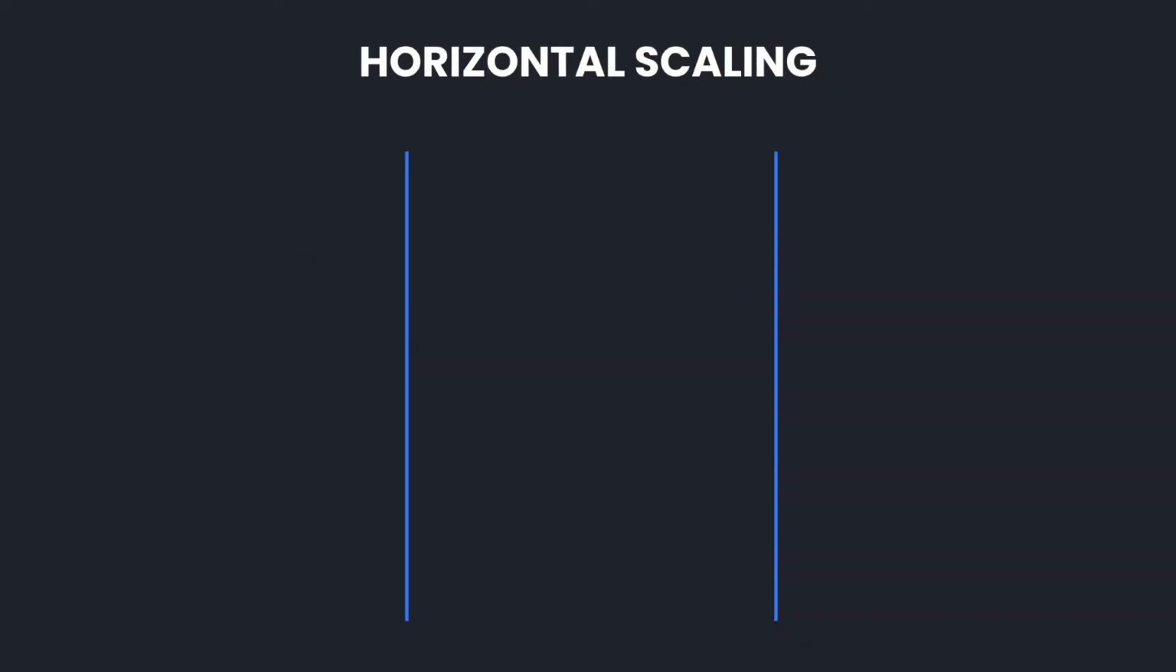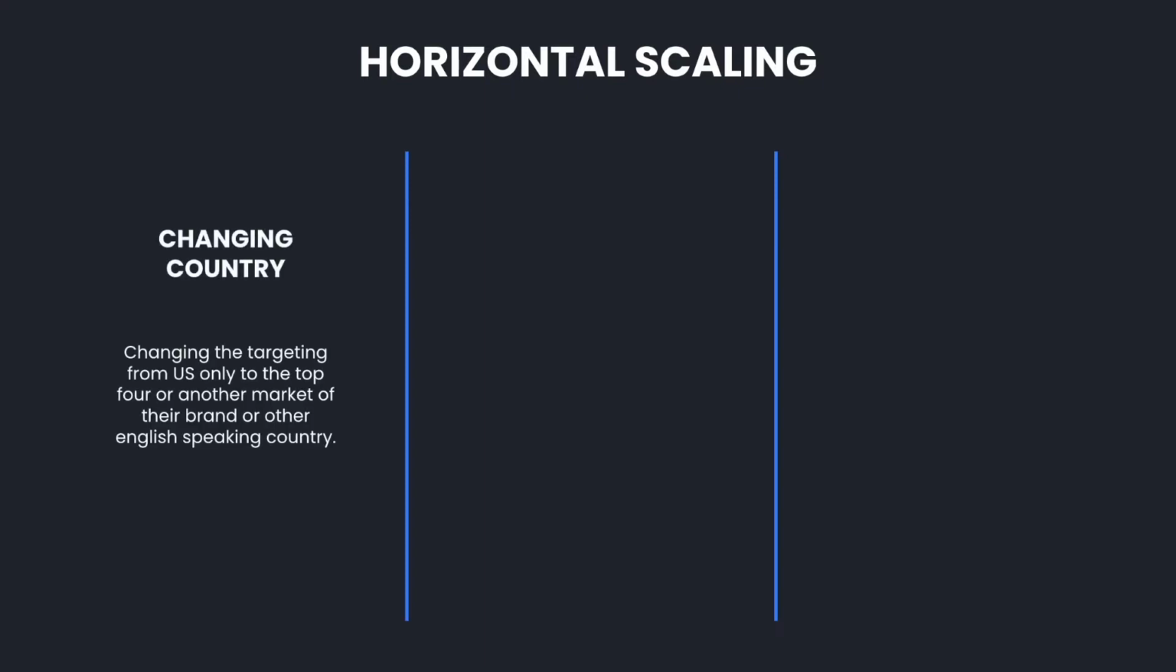Frankly, the beauty of scaling horizontally is that it's a lot more creative and a lot of times can scale your business more sustainably. So let's take a look at 3 example options Alex could consider right now in order to scale horizontally. First of all, you could take a successful campaign, duplicate it, and change the country from targeting only the US to targeting the US, UK, Australia, and Canada, which are also called the Tier 4 countries, if his supply chain allows him to do so.